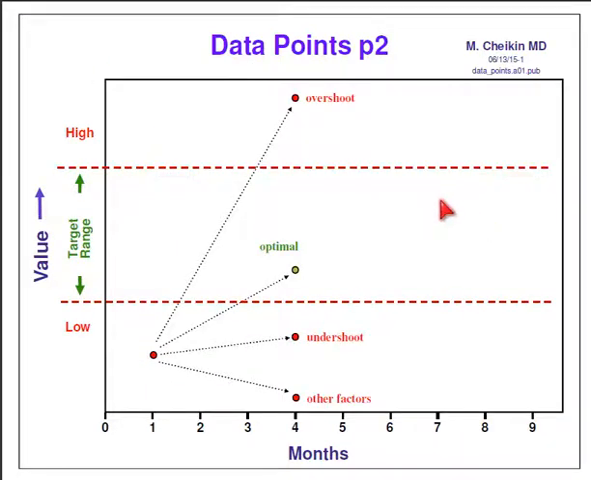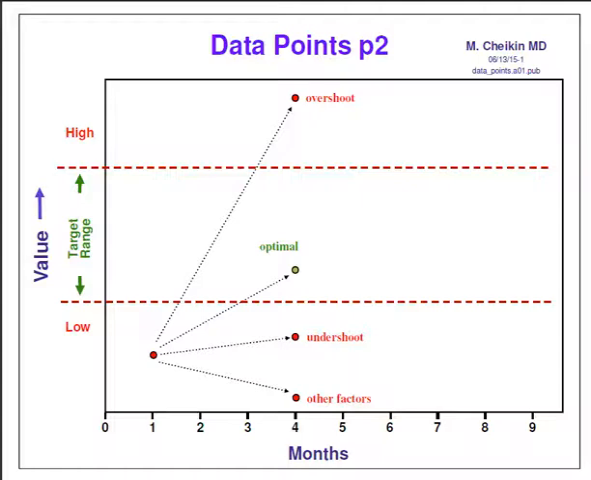We have about 4 different places we could end up in. We could either overshoot, which means usually we did too much or gave too much. We could end up within our target range, which we will call optimal. We could undershoot, which means that we didn't take enough or make enough of an intervention. And in some cases, instead of the number going up, it goes down, despite our trying to raise it, which usually means there are other factors involved.